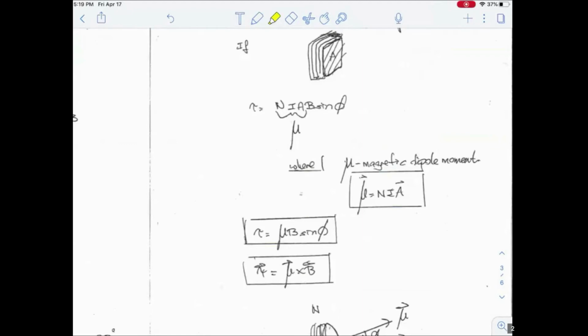All right, so let's figure that out. The loop is going to experience a torque. If you have a current loop inside a magnetic field, it's going to experience a magnetic torque. So the question is why.